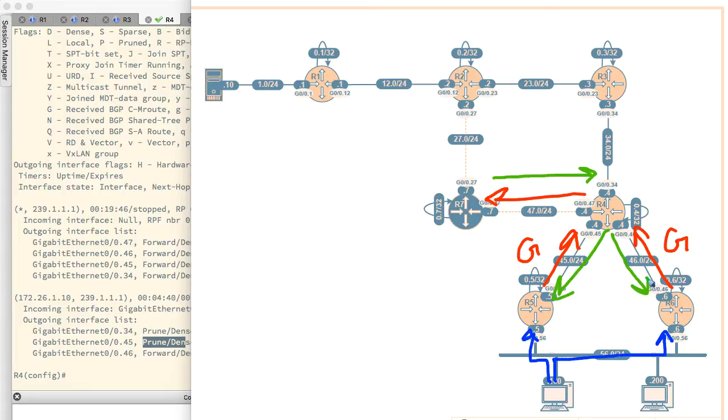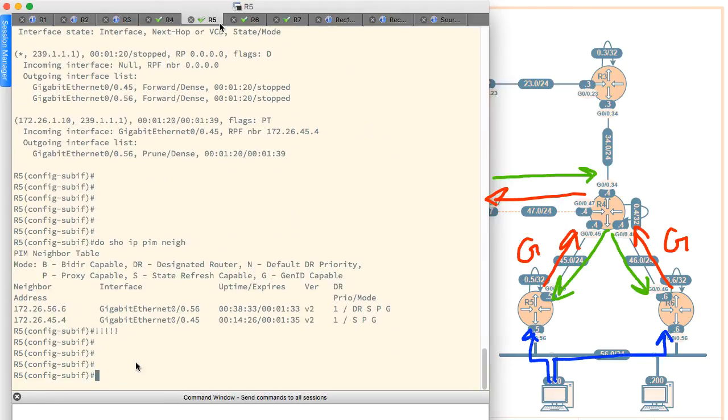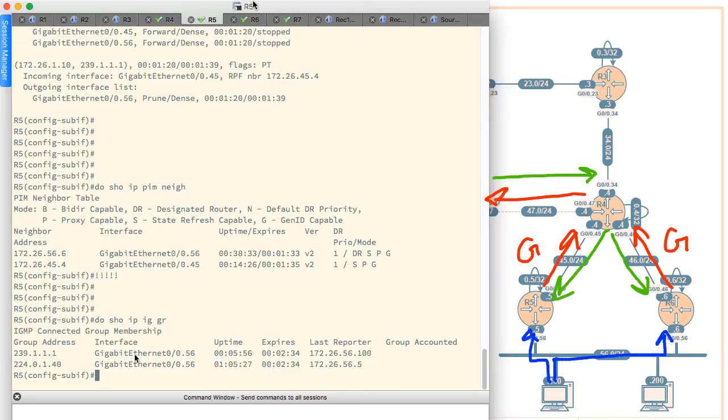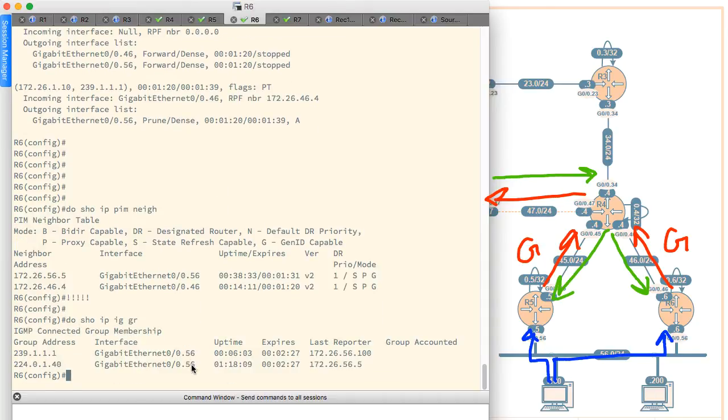Both of the last hop routers have received IGMP requests, and I just need to show you really quick here. They both should have received that IGMP membership report. Do show ip igmp groups. So there we go, there's an up reporter. And on R6, do show ip igmp groups. There is an up reporter.